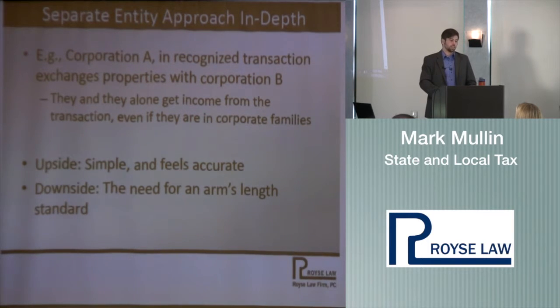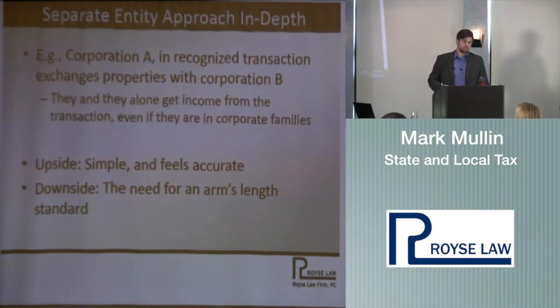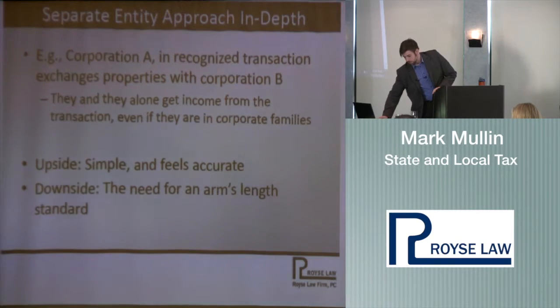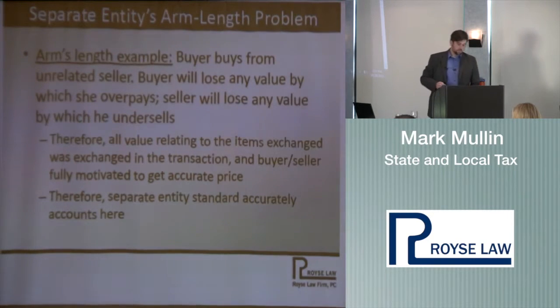There's a lot of upsides to this. This is very simple. It feels accurate, but the downside is something that Roger brought up. There's a need for an arm's length standard when you do separate entity approaches. For example, if a buyer buys from an unrelated seller, you know that they're going to negotiate fairly.